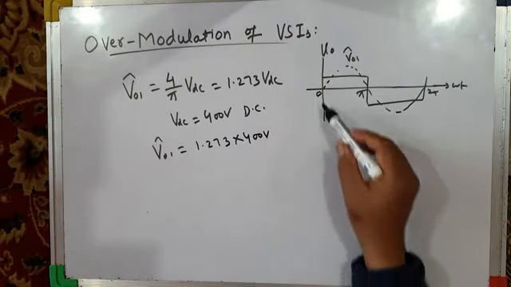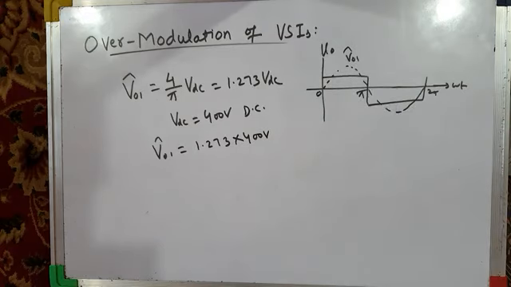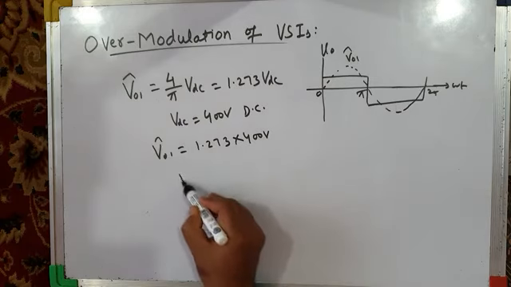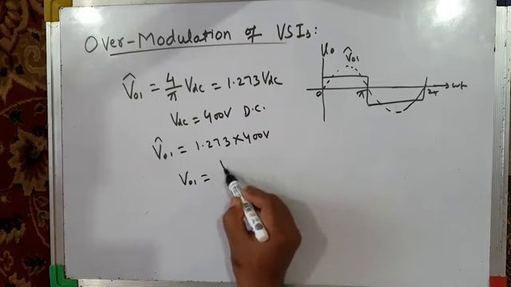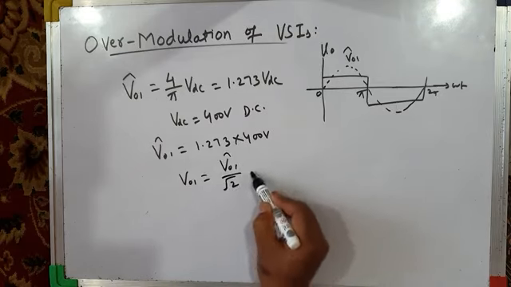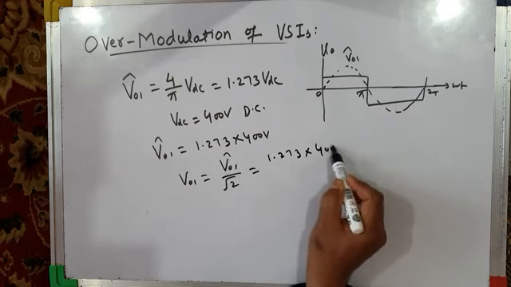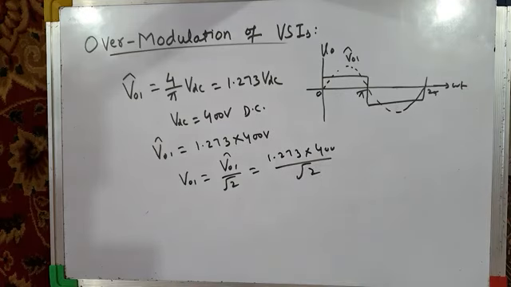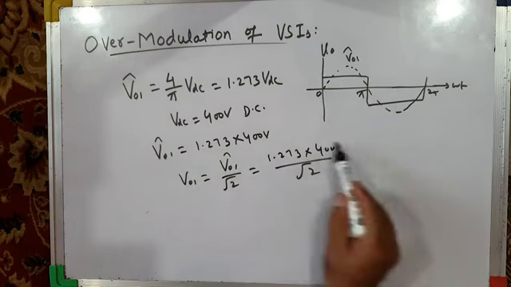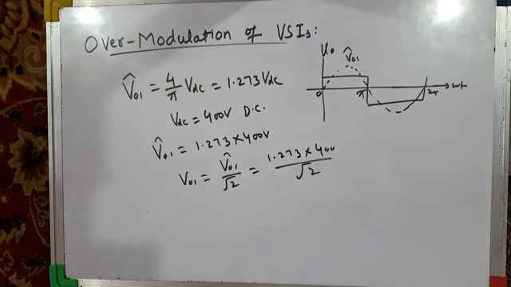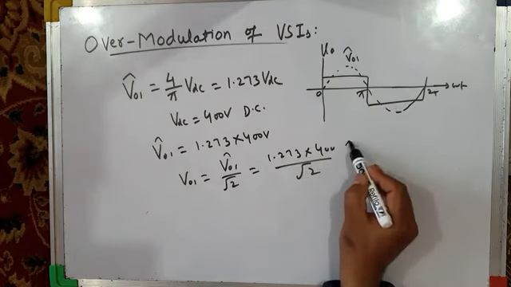So that means this is the maximum voltage that you are able to get from an inverter. Then you can find the RMS value of the fundamental component of inverter output voltage, that is peak value divided by root 2, that is 1.273 into 400 by root 2. So you can compute this. This is the maximum voltage which you can get from an inverter. But the problem is that you get this maximum voltage only when you operate your inverter in non-PWM mode or in square wave mode of operation. Same is the case with three-phase voltage source inverters.